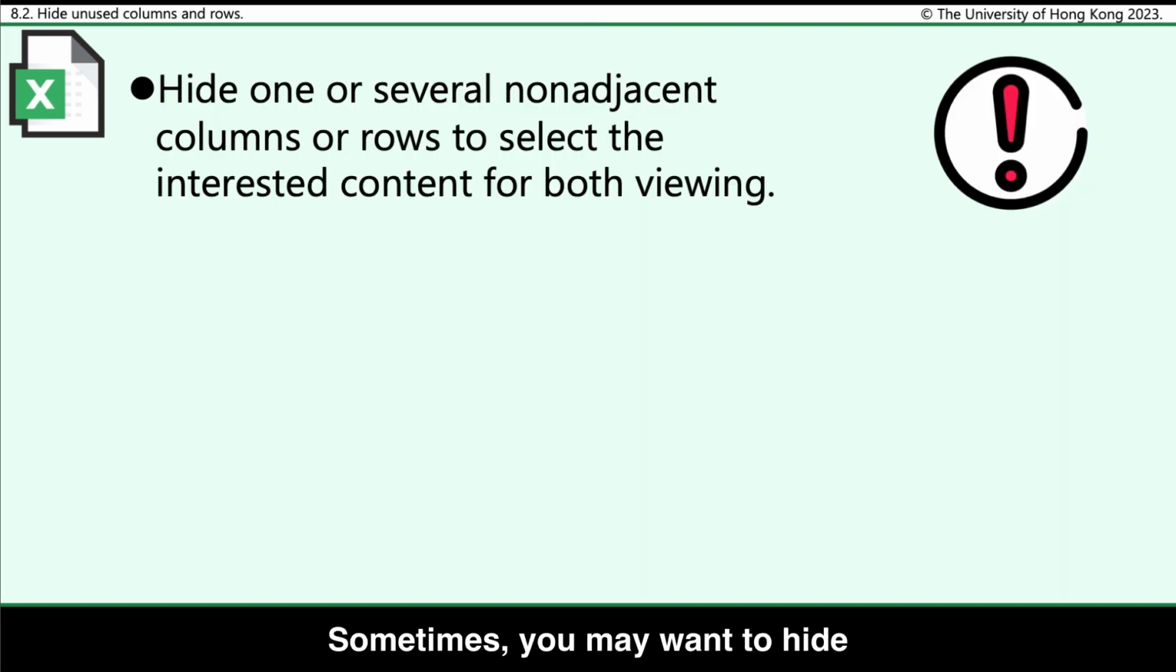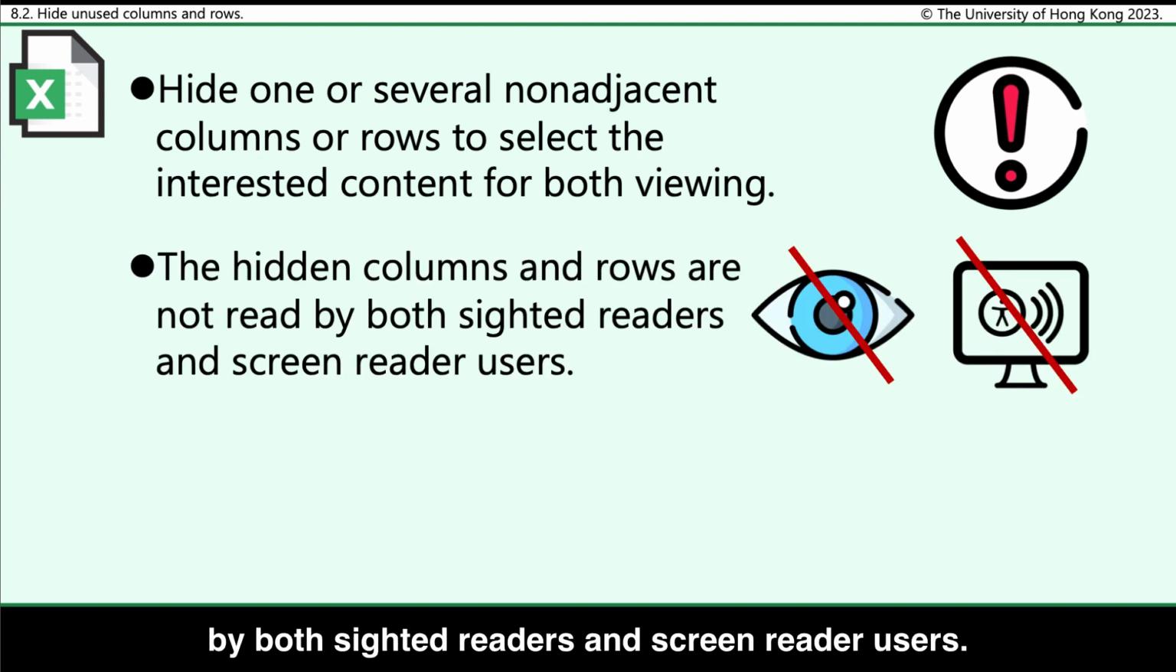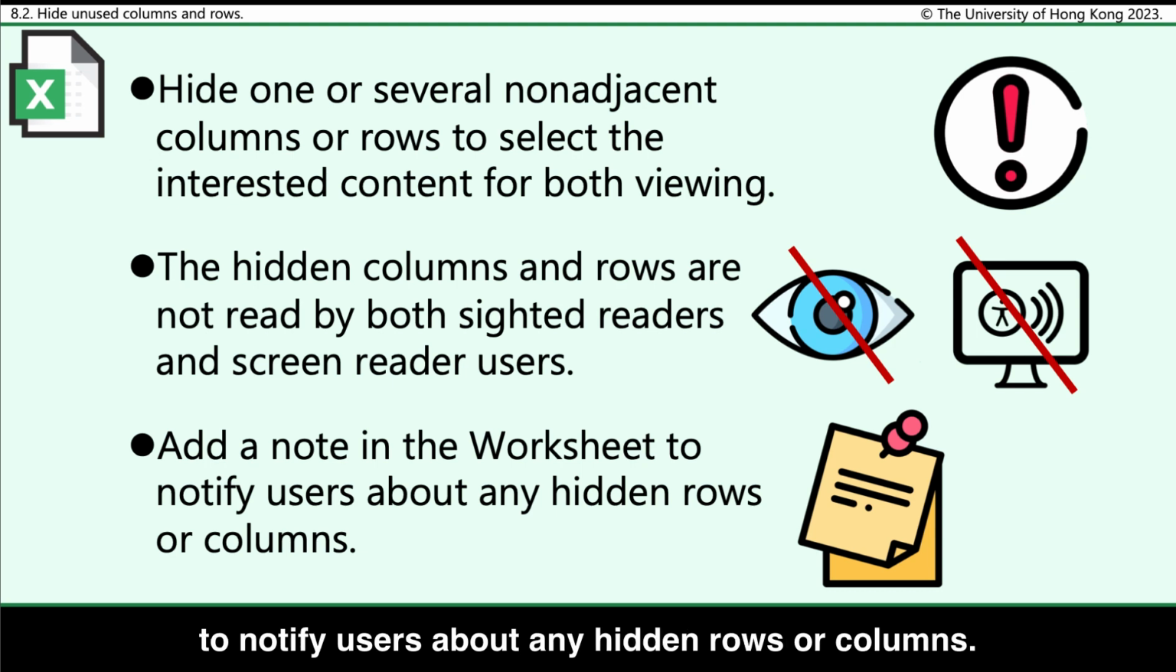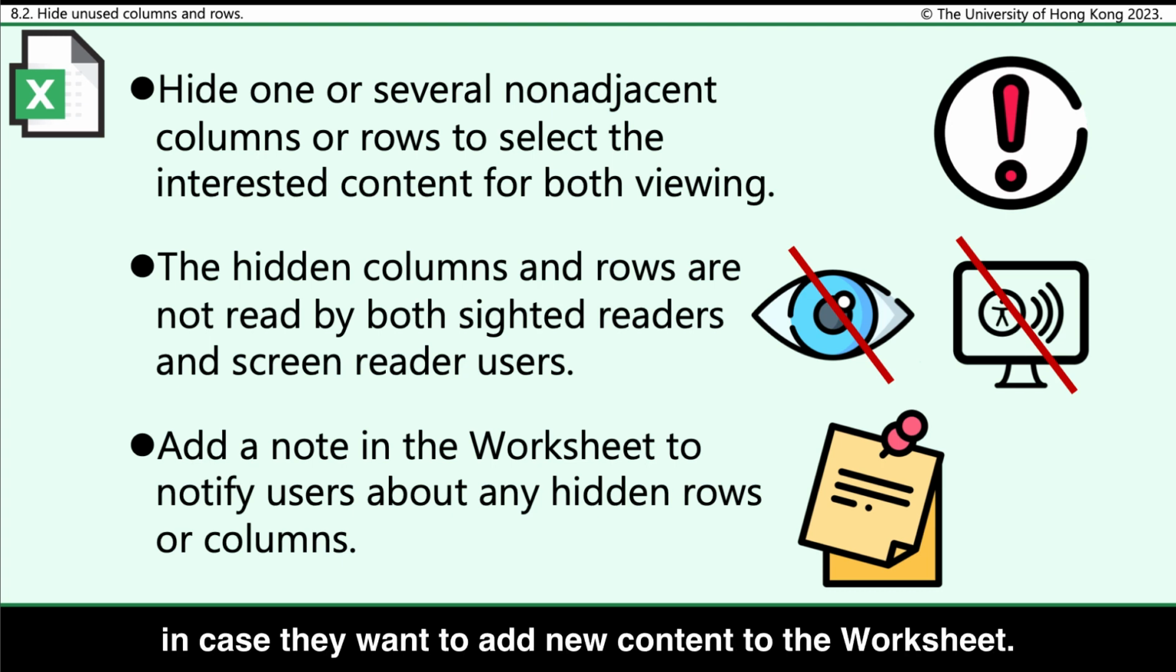Sometimes, you may want to hide one or several non-adjacent columns or rows. It can help select the interested content for both viewing on screen and printing. Note that the hidden columns and rows are not read by both sighted readers and screen reader users. If you hide the unused rows or columns, consider adding a note in the worksheet to notify users about any hidden rows or columns. Let users know how to unhide these rows or columns themselves in case they want to add new content to the worksheet.